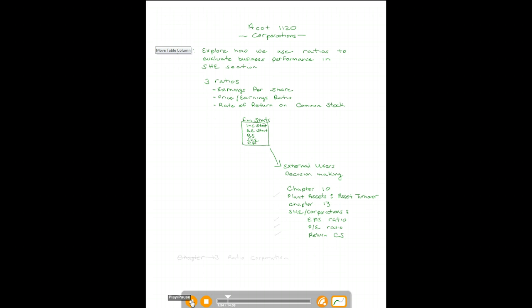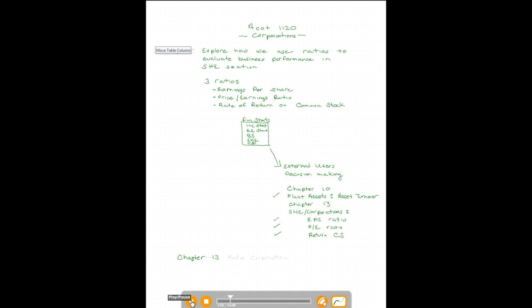So I'm going to make it a point to draw your attention as we move through where these ratios are, and then when we get to the financial analysis chapter, they will be more familiar to you, and they're all listed on the same page. Our focus in this Pincast is going to be on the Chapter 13 ratios.